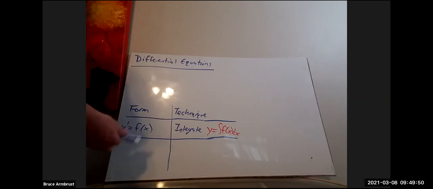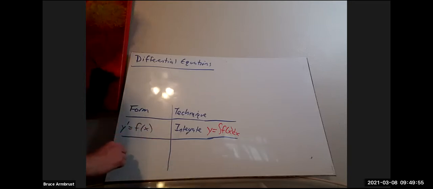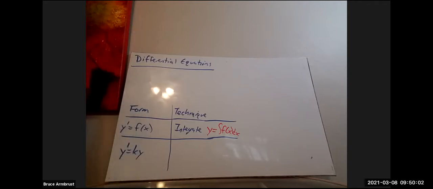All right, but they're not always this easy. And so the next form that you actually already know is a form that looks like this. y prime equals k times y. All right, so notice that this is still a first order differential equation. There's just a first derivative. But this one's a little bit different because now there's also a y. And it turns out there actually are no x's whatsoever.